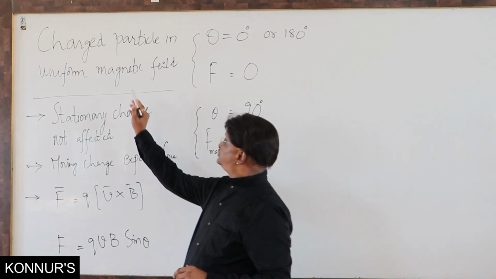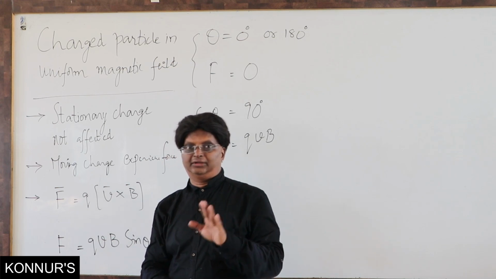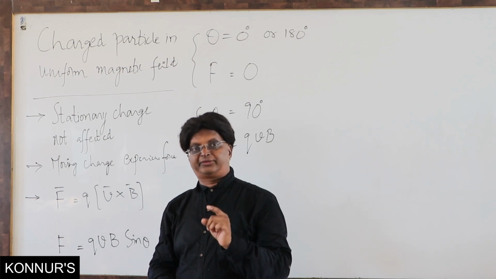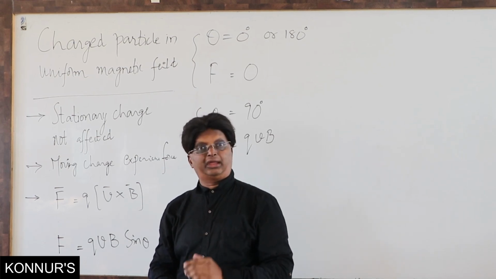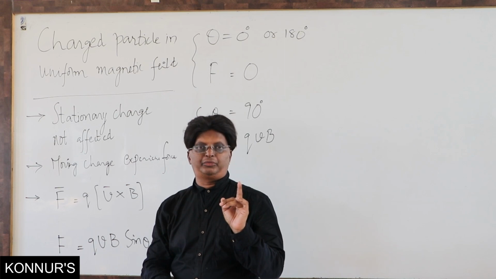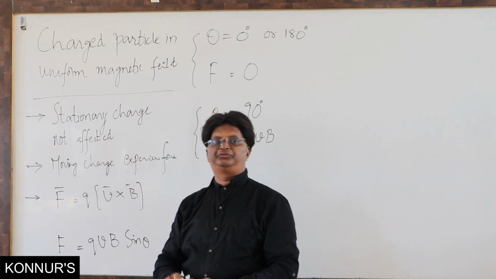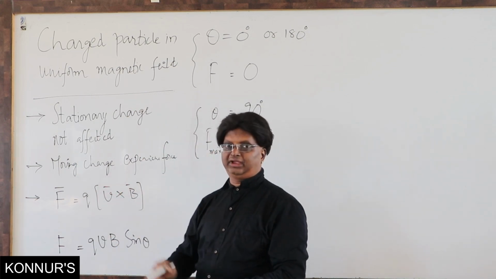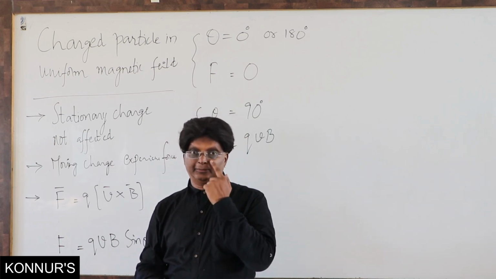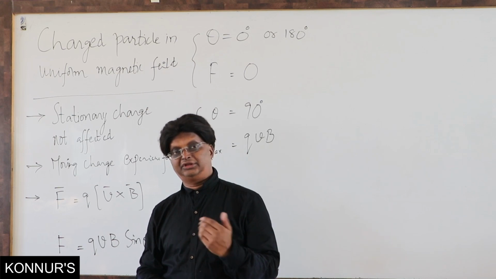Now, charged particle in uniform field, the first point is stationary charges are not affected by the magnetic field. Remember, whenever I am speaking about this concept, each and every statement is a solution for a question. It can be either a conceptual question or a numerical. Every statement carries lots of importance. A stationary charge is not affected in a uniform magnetic field, whereas moving charges experience force. From these first two statements, what do we infer? Why is a stationary charge not affected and why are moving charges affected in an external magnetic field?